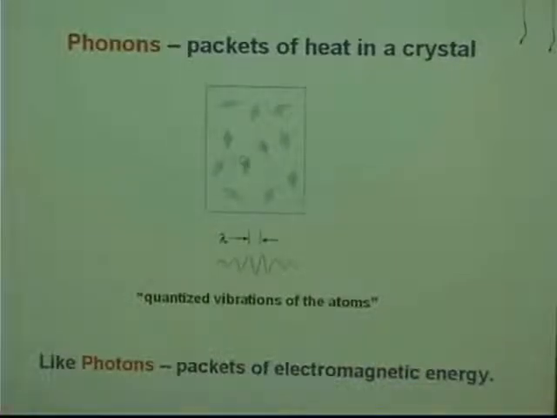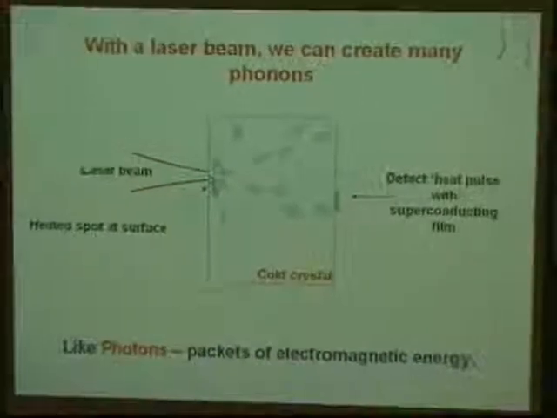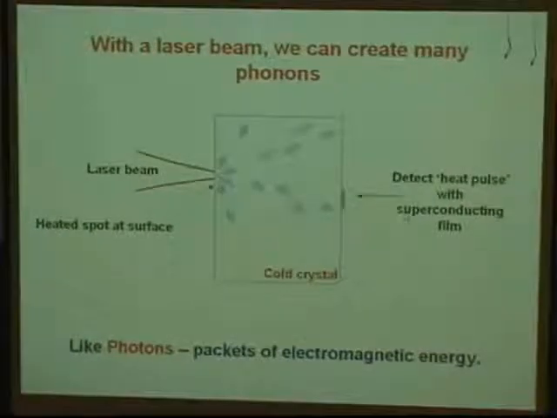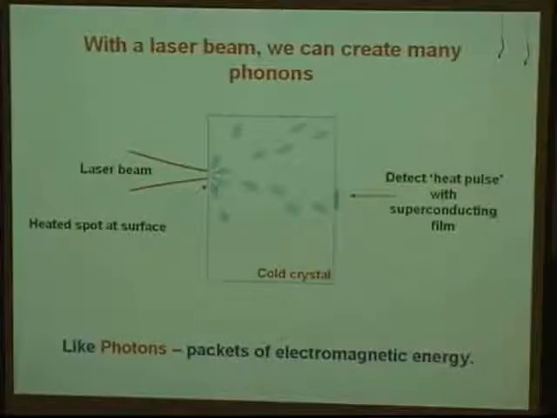So here's just some phonons lolling around. And now we cool the sample way down, and we put a laser on one side of the sample. And we create a lot of phonons here where they weren't before. And then we're going to detect the heat with a little bolometer. It's a superconductor, a very, very sensitive heat detector. And this crystal is at 2 degrees Kelvin. Not this one, but the one I'll show you. And here's the heated spot.